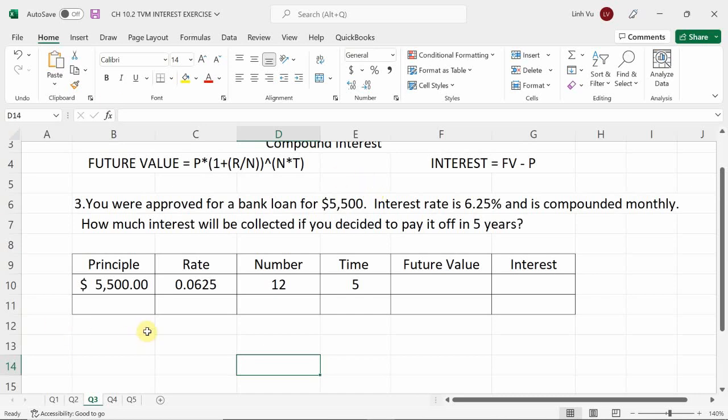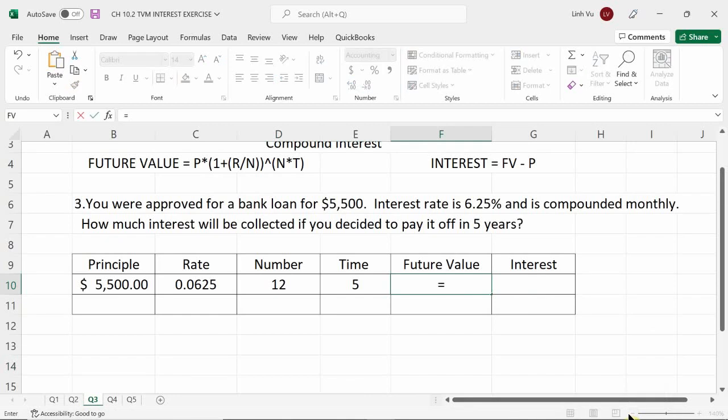Okay, so in this case, if you were approved for a bank loan for $5,500 with the interest rate of 6.25% and is compounded monthly, how much interest would be collected if you decided to pay it off in 5 years? Well, there you go. So let's take a look. Future value. So how we do this is we have to punch it in very carefully, right? You start every formula in Excel with an equal sign. That's how you activate your formula.